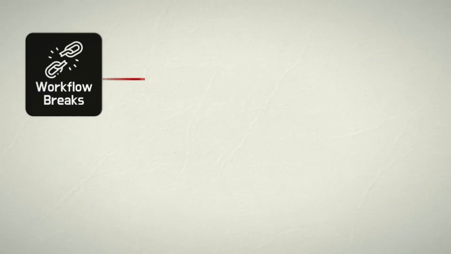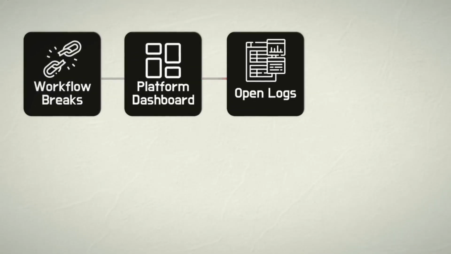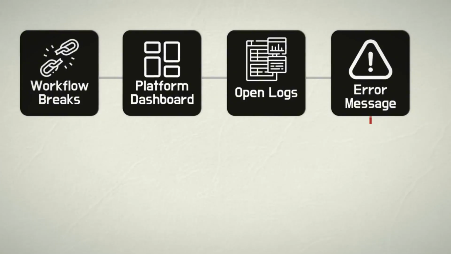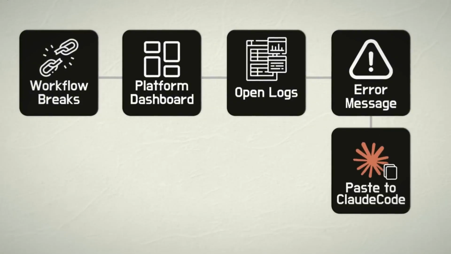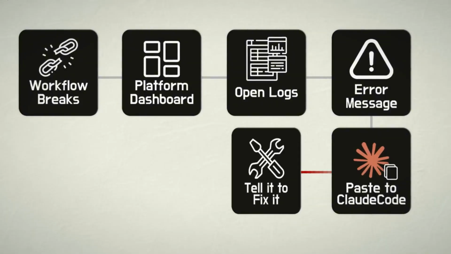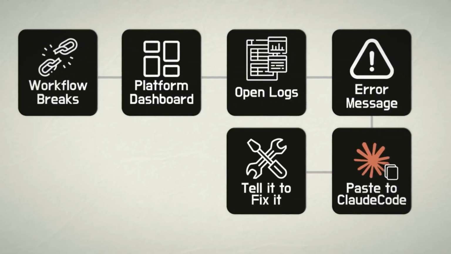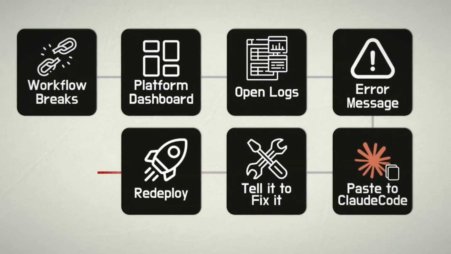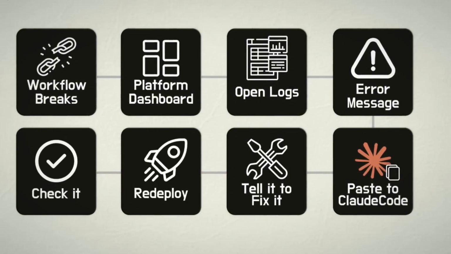Now, one important thing is that no matter what platform you choose, the debugging workflow is the exact same. So here's the process. Your workflow breaks. You go to the platform's dashboard, you open the logs, because every platform has logs. You find the error message, which is usually in red. You copy the error message, you go to Claude Code, you paste the error message and say, this is the error from my deployed agent, fix it. Claude Code fixes the code. You redeploy, which means that you push to GitHub or you run the deploy command, and you check if it works. If not, go back to step 1, which makes it so much easier for you as you don't have to go in the code yourself. You can simply let Claude Code take care of the whole thing.